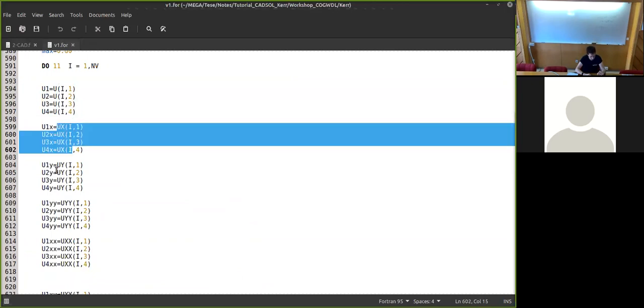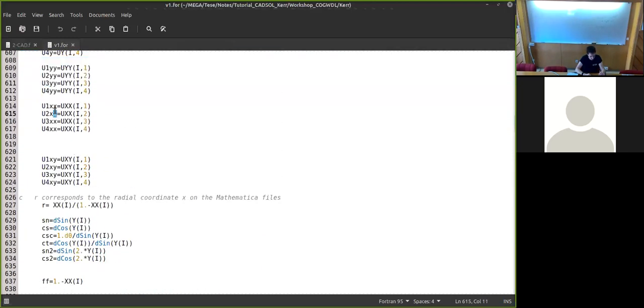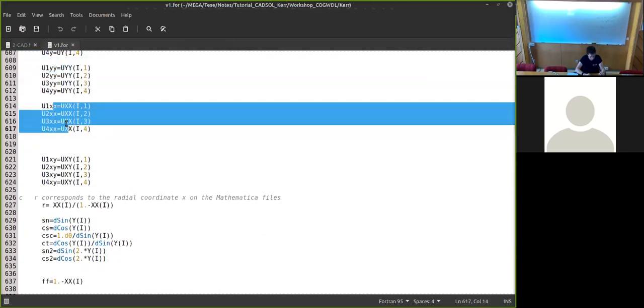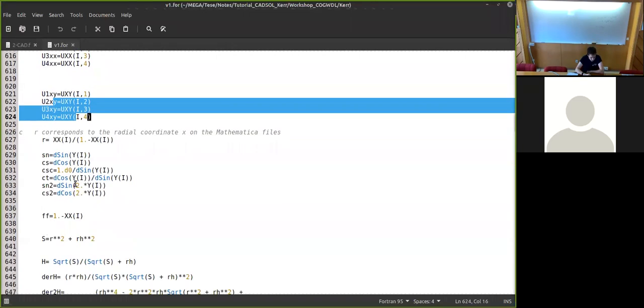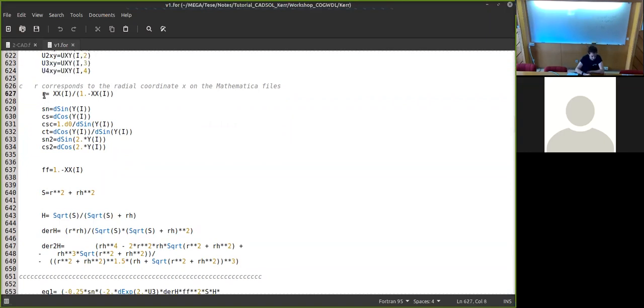Here you have the derivatives: the first derivative in order to x, in order to y, the second in order to x, the second in order to y, and the mixed one. So here, first, we use the same terminology that we did in the Mathematica file. Unfortunately, we cannot use x here as we did in the Mathematica file because x is used for another thing in this Fortran file. So we call it r. So if you want to copy the equations to here, mind that you have to change the x to r.